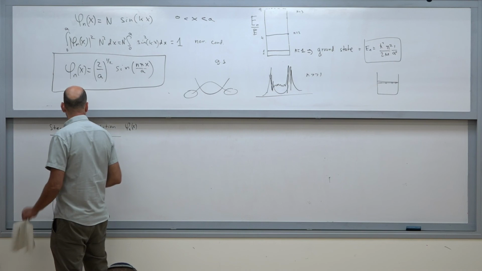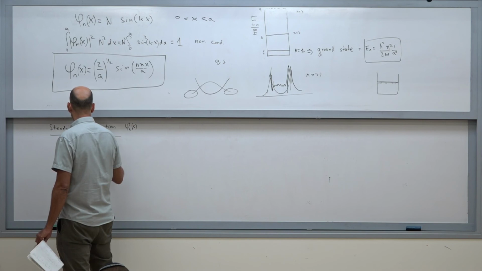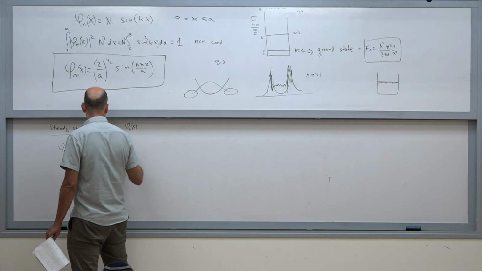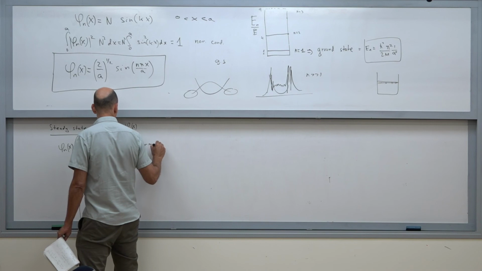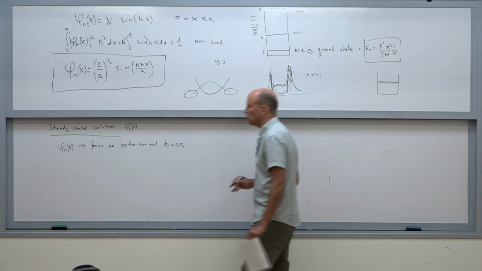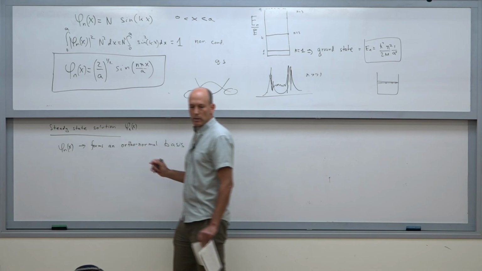And we are going to claim that phi n of x forms an orthonormal basis, which is complete for the mathematicians. What does it mean, orthonormal basis? Well, normal means that these phi n's are normalizable.